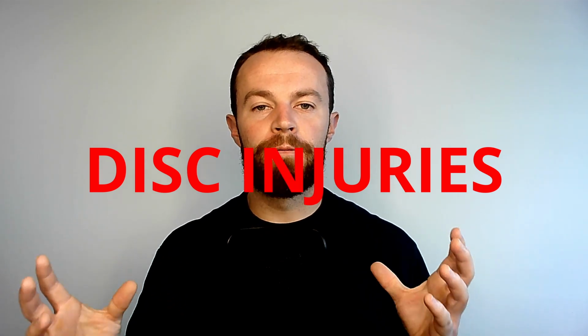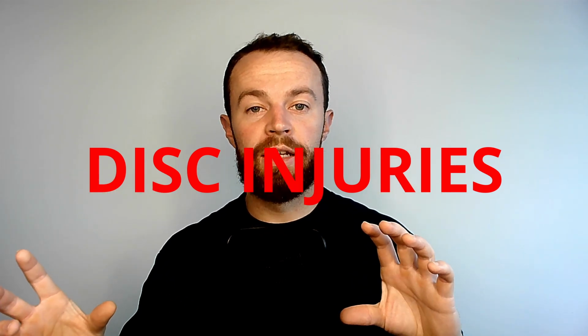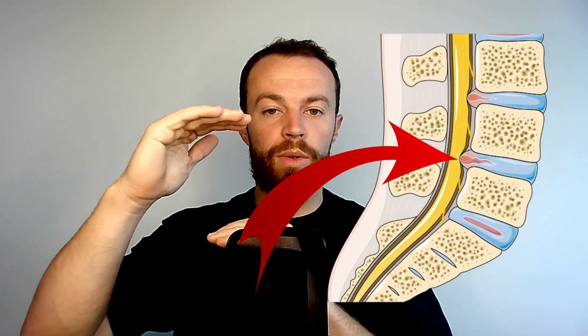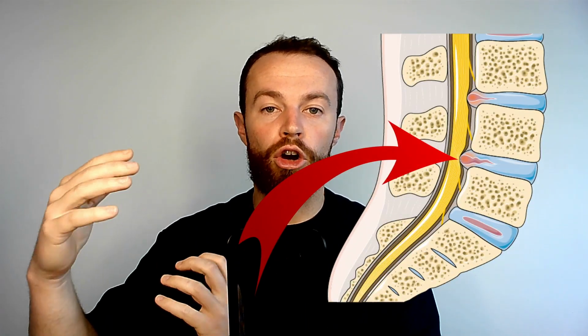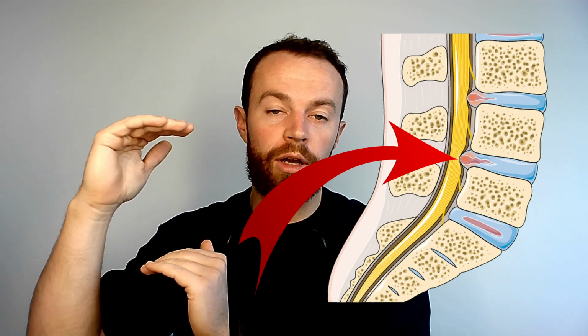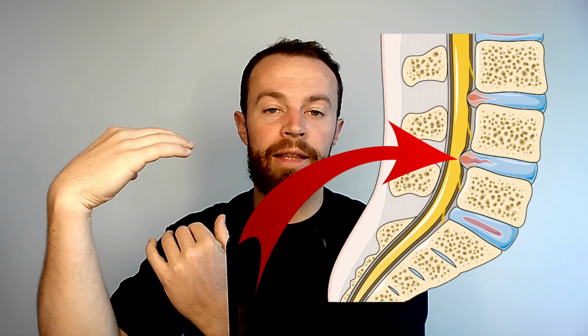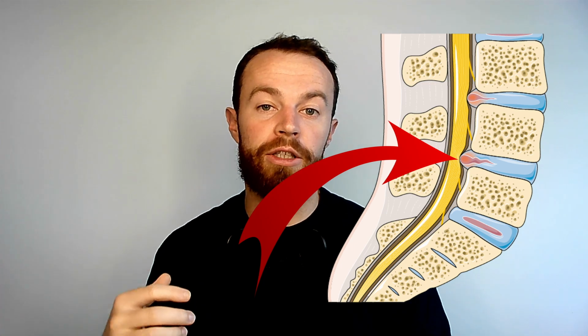The main difference between a disc injury and a muscle strain is your back's sensitivity to compression. So a disc is the bit that goes in between each bone in your back, and it squishes, and so its job is to absorb shock and pressure and to be able to enable movement between the two vertebrae. So when you've got a disc injury, you're going to be more sensitive to that compression effect.